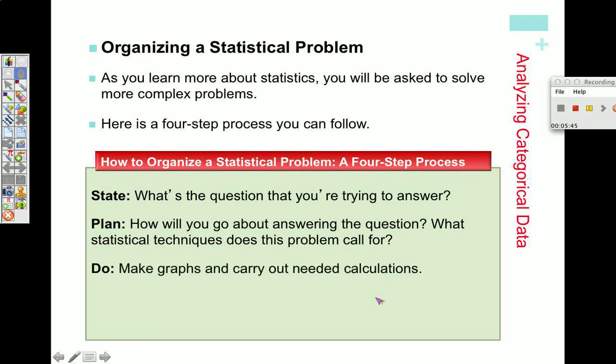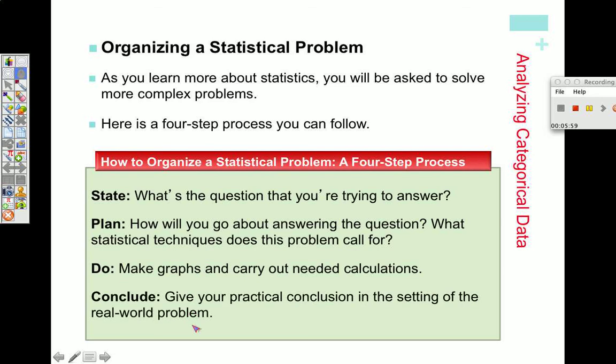Then we're going to do. We're going to make graphs and carry out calculations. That's the doing part. So we're going to figure out what we want to do, think about how we're going to do it, then do it. And then we're going to give a conclusion. We're going to give the practical conclusion in the setting of the real world problem. We're going to take that data and give it meaning. We're not just going to give numbers. We're going to give what those numbers mean. So state, plan, do, conclude, 4-step process, and this really carries over into other areas of mathematics and science too. State, plan, do, conclude.